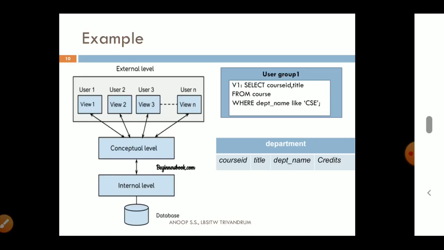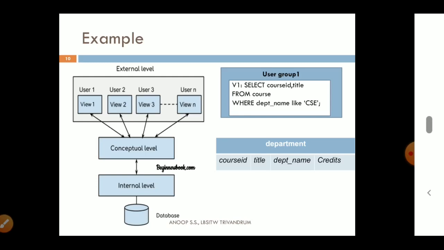and this will be available at the external level as a table v1. Table v1 consists of two attributes, course ID and title, but it does not contain all the rows. It contains the course ID and title of only the CSE department. That is the result set of the select query, and that is available as a table v1 for the user. For any user group, it is assigned.